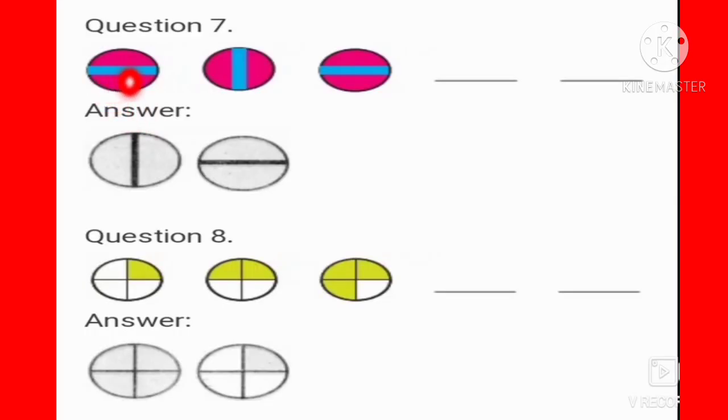In this pattern, a line divides the circle horizontally, vertically, horizontally, and then what will be the next figure? Vertically and then horizontally. And in this pattern, the second quadrant is colored, here 2 quadrants are colored, and here 3 quadrants are colored. What will be the next one? The complete circle will be colored, and then again 1 quadrant will be colored.